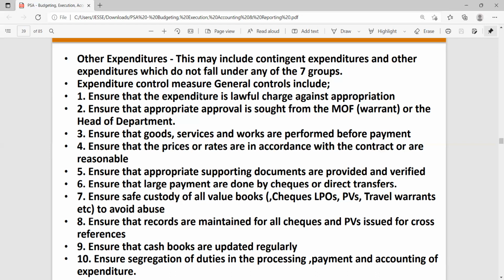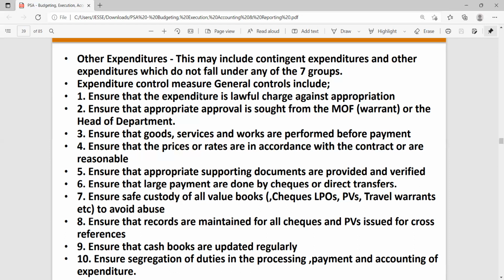And also ensure that pricing is in accordance with the contract, and pricing is reasonable. You shouldn't pay overly high prices for something that is not really worth it. So the prices must be reasonable. Also ensure that appropriate supporting documents are provided and verified. When you are doing a transaction or engaging in some form of expenditure, you need to ensure that the appropriate supporting documents are provided. Very, very crucial.